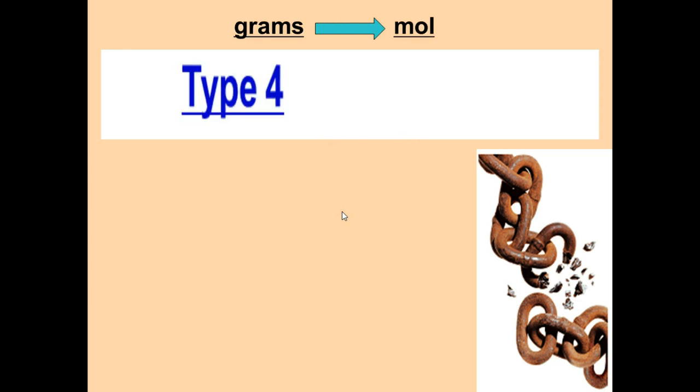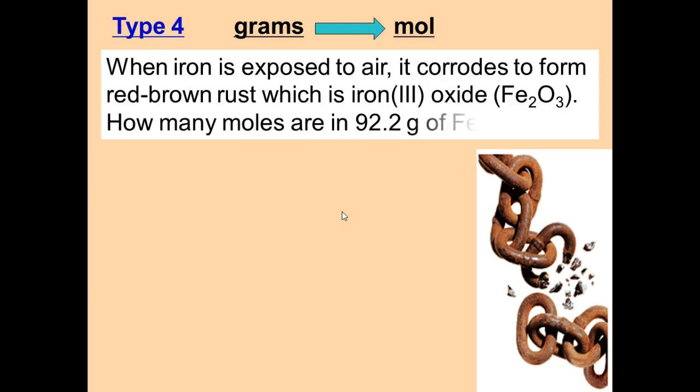And here's a third problem, which is a type 4 problem. So this is the opposite, so we're converting from grams to moles. And this problem is when iron is exposed to air, it corrodes to form a red-brown rust, which is iron oxide, Fe2O3. How many moles are 92.2 grams of Fe2O3? So we have grams and we want to find out the number of moles.